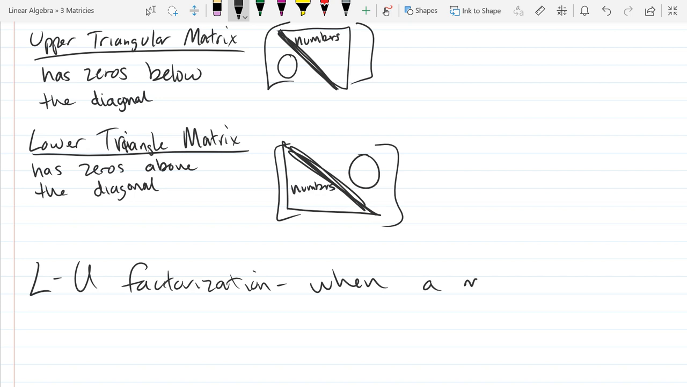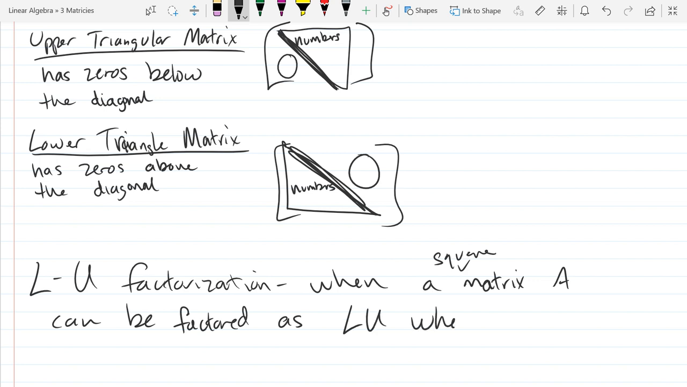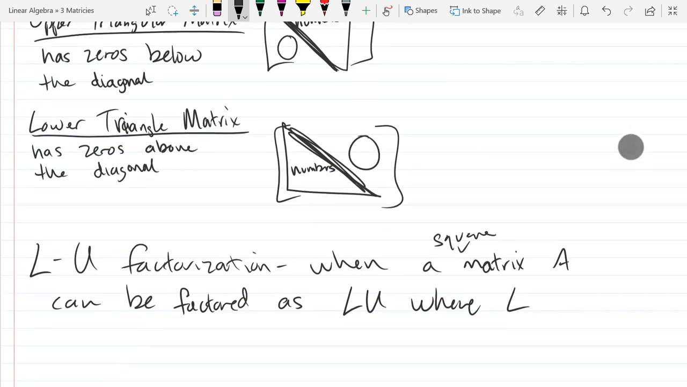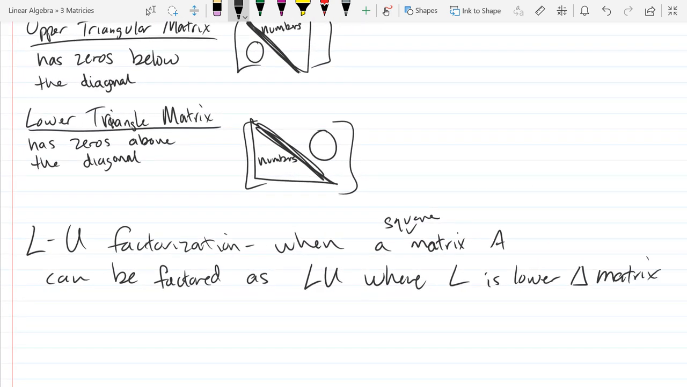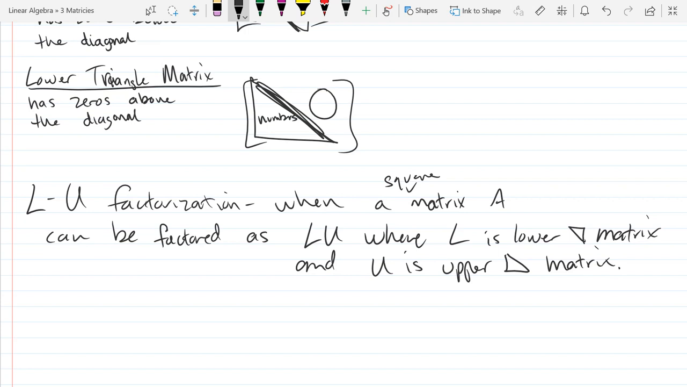When a square matrix A can be factored as LU, where, yeah, the order's correct, where L is a lower triangle matrix, and U is an upper triangle matrix. I'm making my triangle match the triangle pattern in the matrix above. So here what we're going to do is find L and U such that A equals LU.